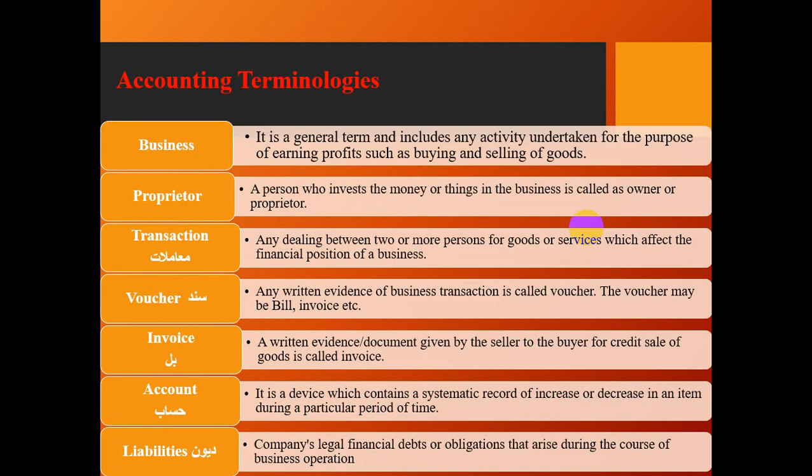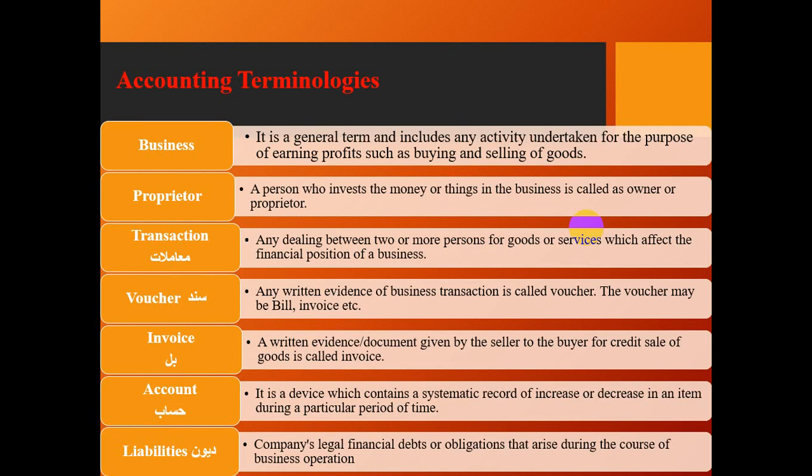The first thing is, what is business? The first term is business. Business is any legal activity which is taken for the purpose of profit. That is what is called business. A simple definition that we can use. So if you are buying or selling goods for the purpose of earning profit, money, right? So that is what business is.